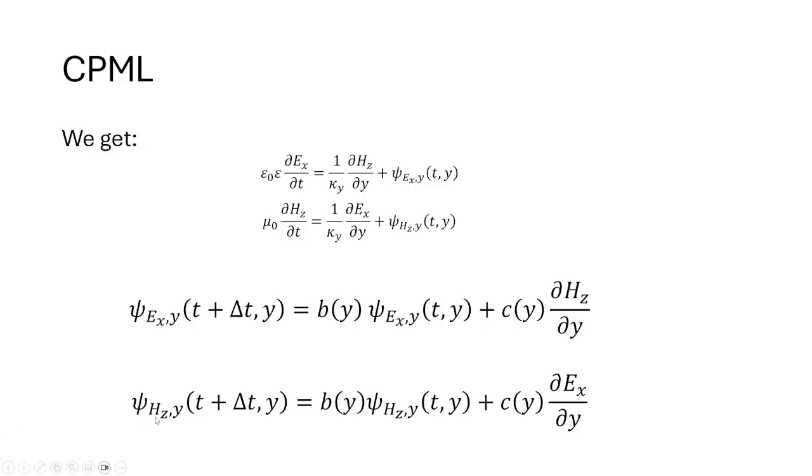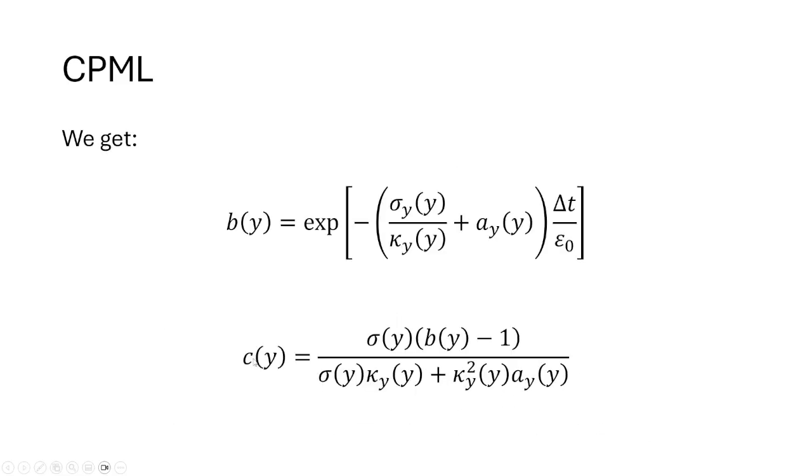Similarly, the psi Hz also has a very similar update equation. So again, if you know psi Hz at t, you can calculate t plus delta t. And that depends on the derivative of the electric field with respect to y again. And we have the same coefficients, the b y and c y coefficients. And here's what those b y and c y coefficients are.